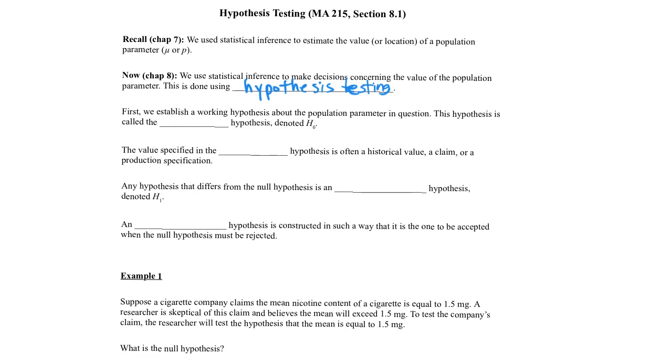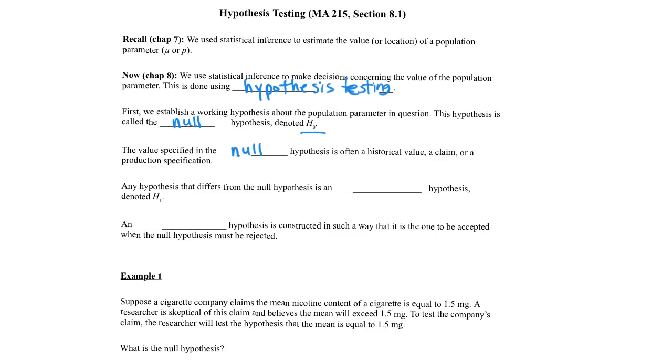This hypothesis is called the null hypothesis, denoted by H naught. It looks like H with a subscript 0. And this is the thing we're assuming to be true. So the value specified in the null hypothesis is often a historical value, a claim, or a product specification.